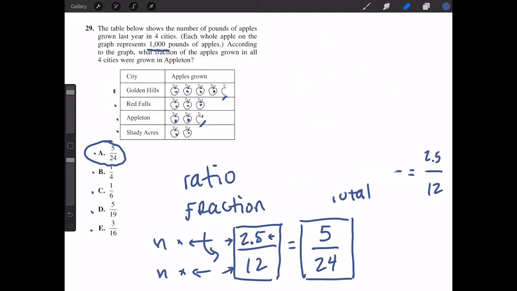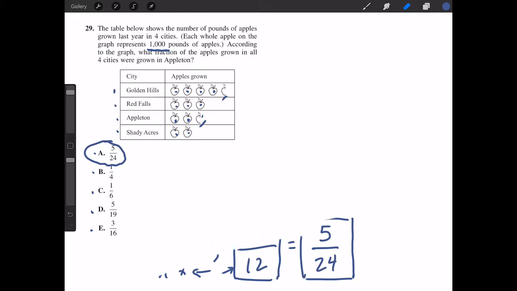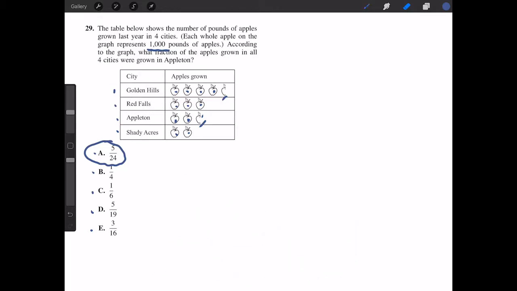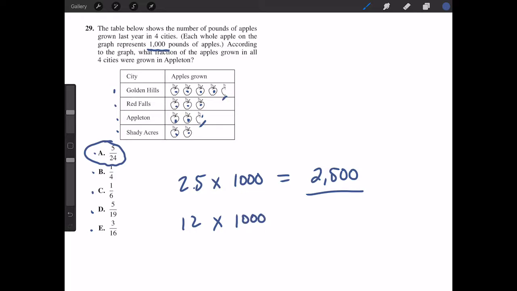Now, if you're thinking that because we didn't use the 1,000 apples measurement that is mentioned in the prompt, we cheated somehow, notice what happens if we do 2.5 times 1,000. We're going to get 2,500 apples grown in Appleton, and then we had 12 in the denominator for the total number of apples grown, so 12 times 1,000 would be equal to 12,000. So this is the fraction we would be working with, 2,500 divided by 12,000. Now, again, we would need to simplify this fraction.